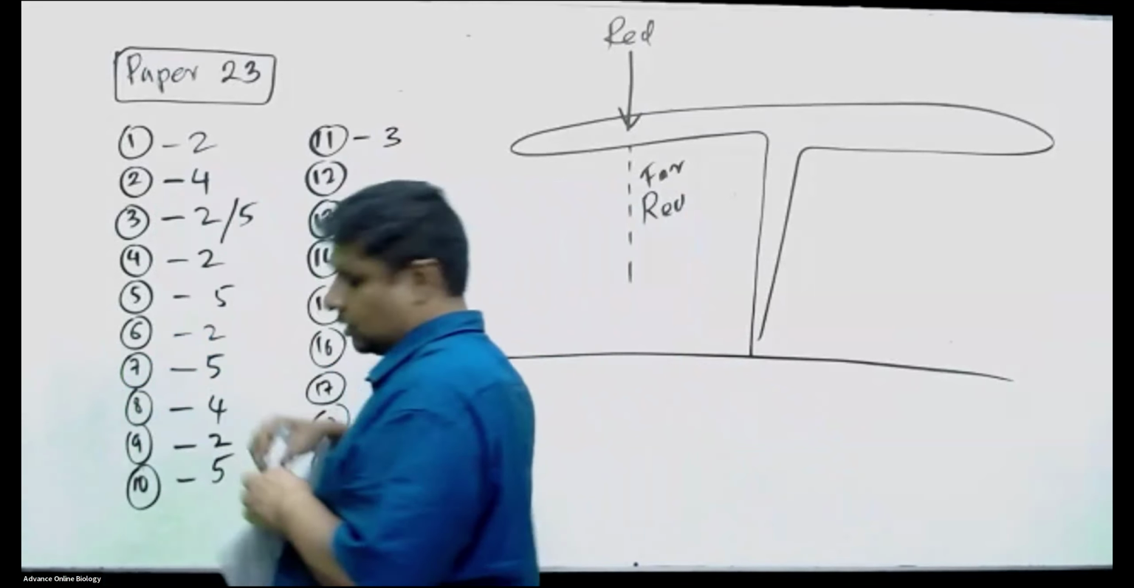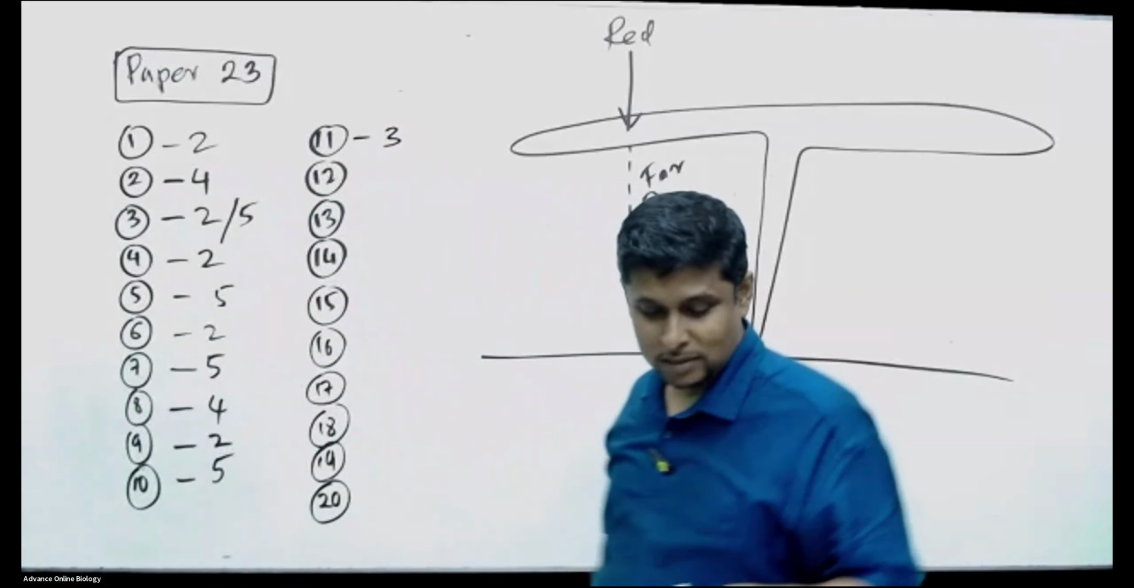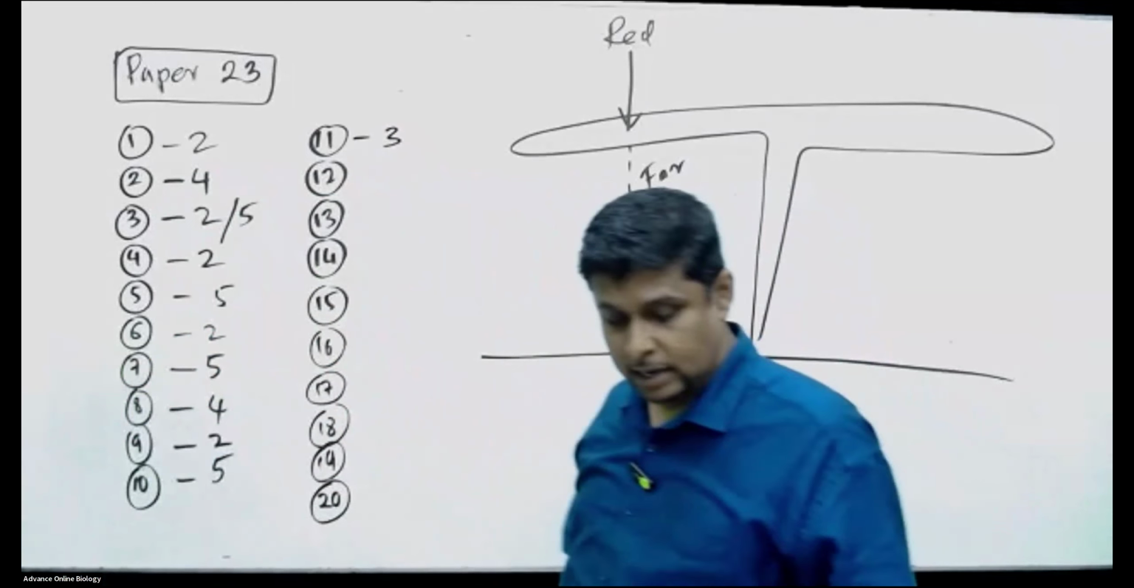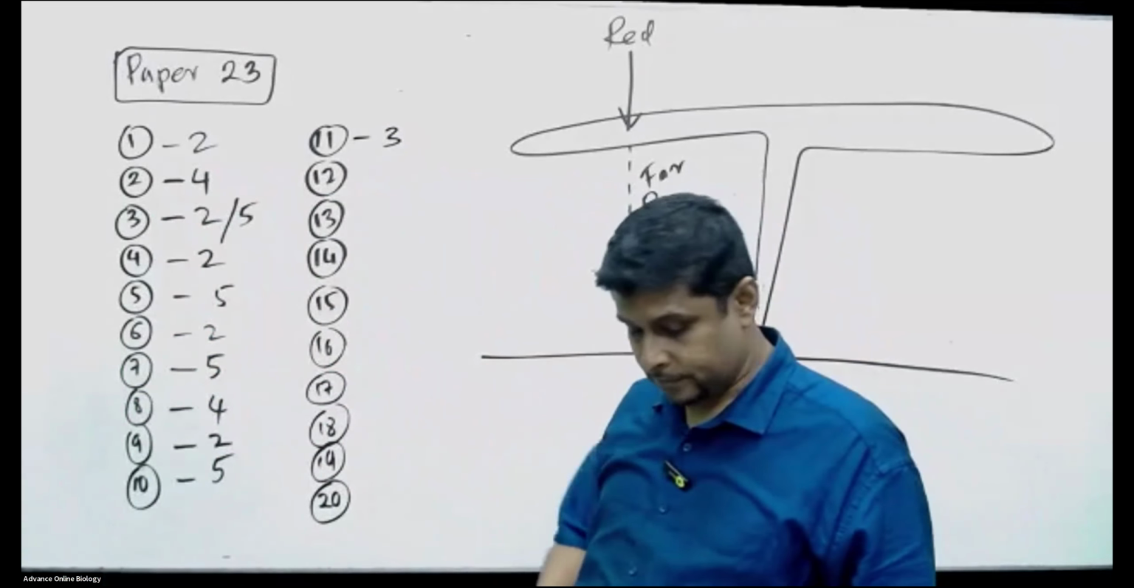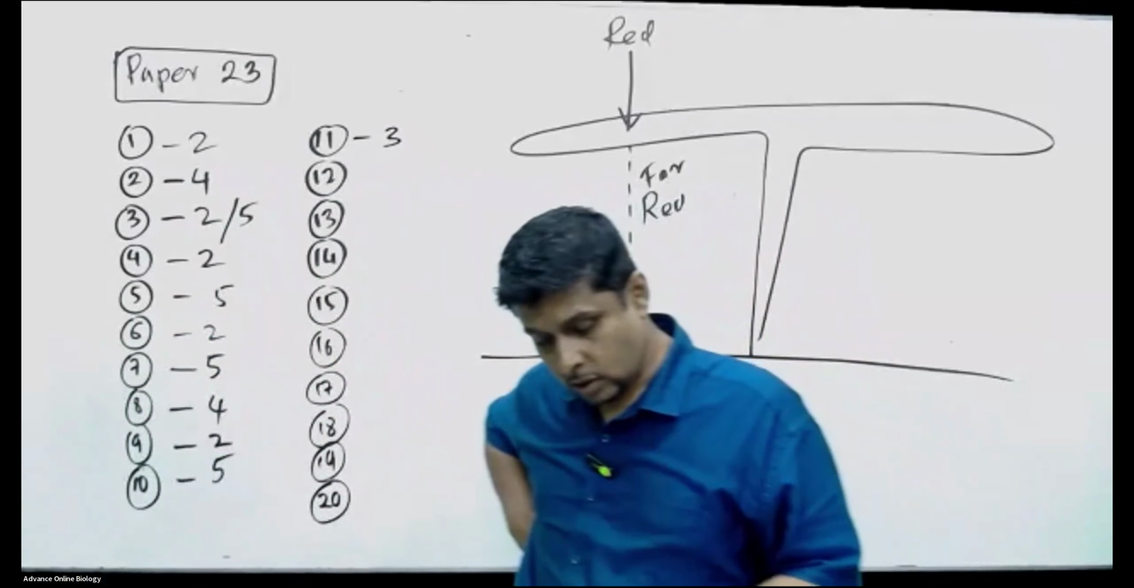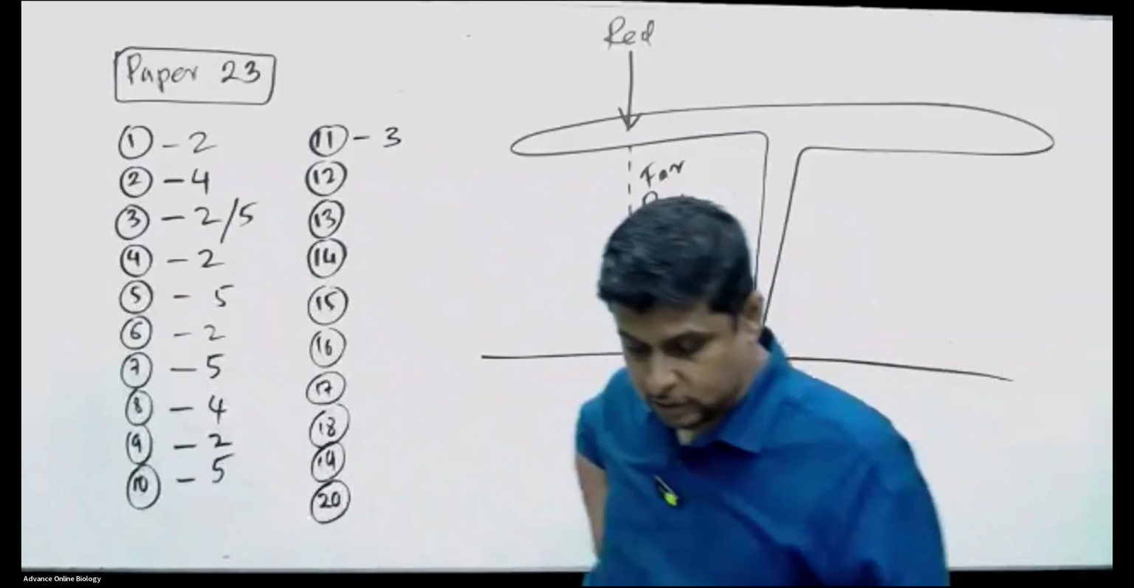11th question, 3. 12th question, deficient elements to plants that show wilting.